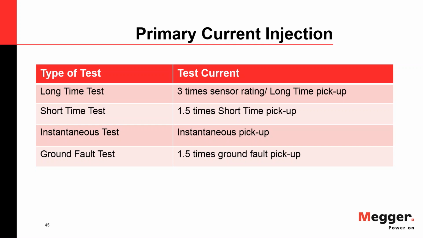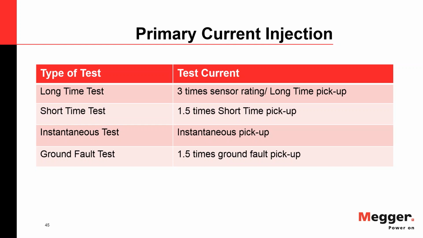So they would say, my long time is 3 times my CT rating. Let's say the breaker is a 400 amp sensor, you would do the test at 1200 amps. Then if they have a short time setting, you would set the short time, and then test at 1.5 times that. So if you have your short time pickup at, let's say, 2000 amps, you would run the short time test at 3000 amps, at 1.5. You run the instantaneous test at the pickup value it's set to.